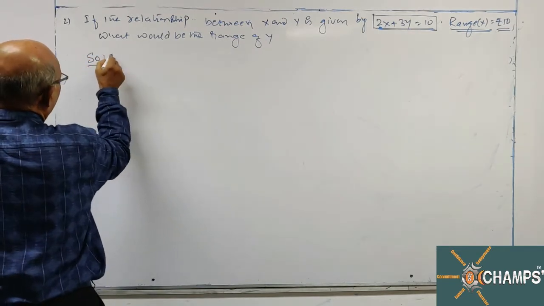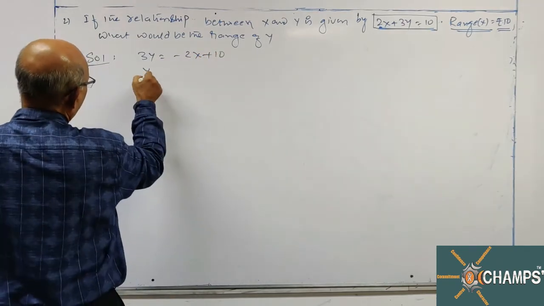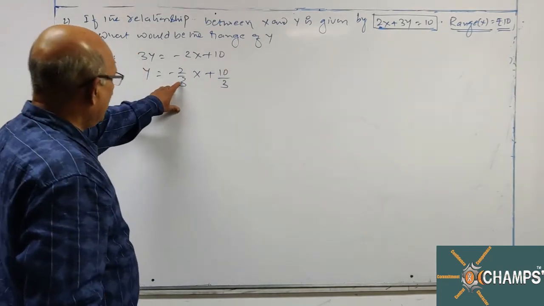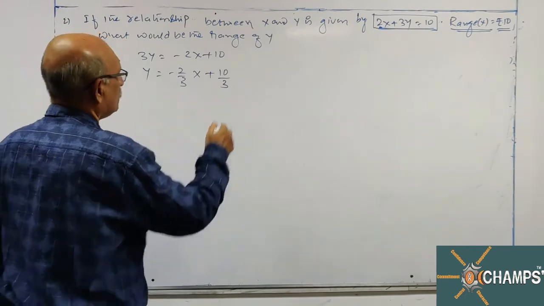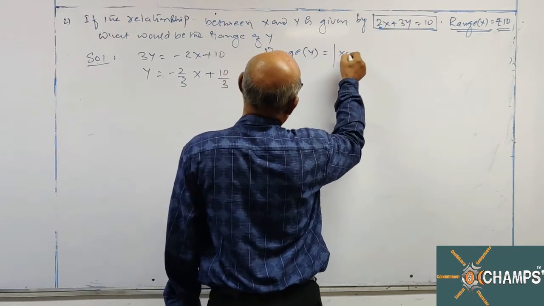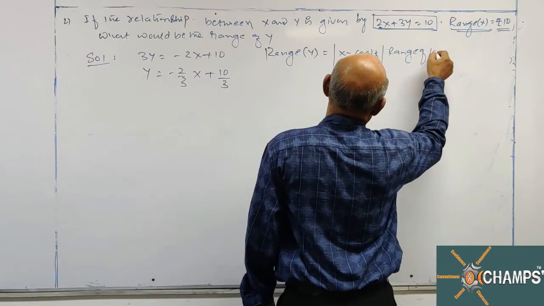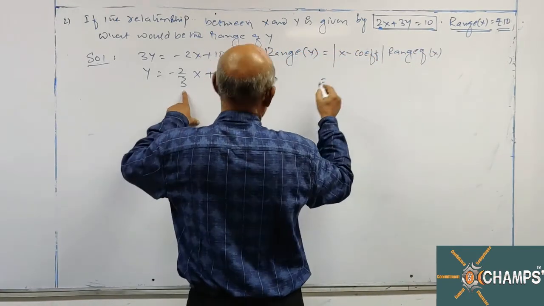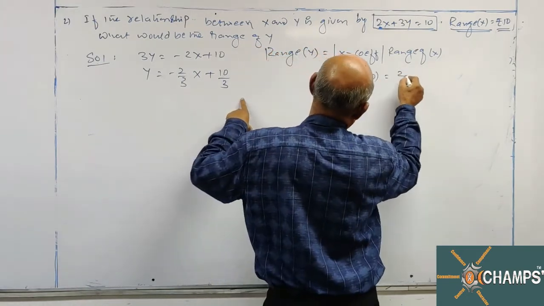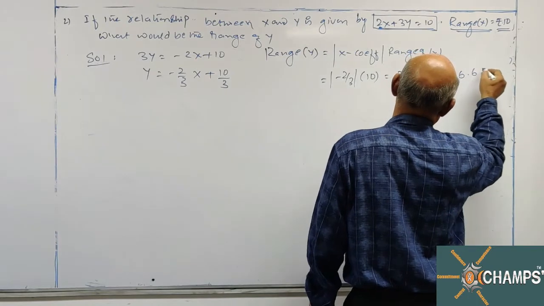So see the solution part of this. 3y is equal to minus 2x plus 10. Y is equal to minus 2 by 3 into x plus 10 by 3. Range of the variable y is equal to the modulus of the x coefficient into the range of x. So this is 2 by 3 into 10, which is 20 by 3. It is 6.67.